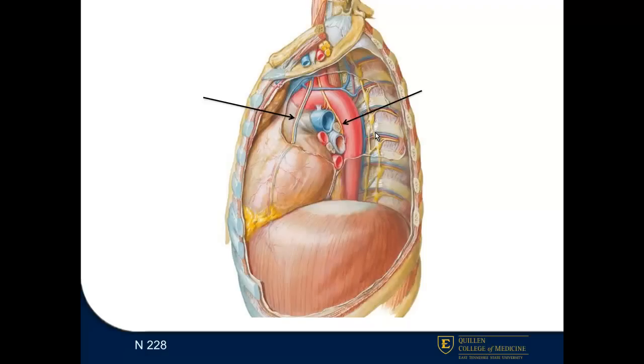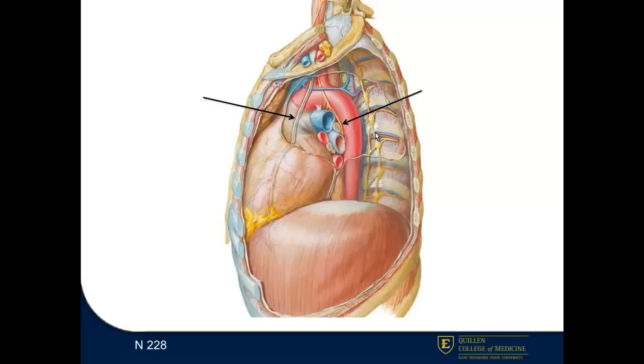C3, 4, 5 keep the diaphragm alive. So those are the roots that are going to be contributing fibers to the phrenic nerve. And it's going to be supplying sensory fibers to the pericardium, the mediastinal and diaphragmatic pleura, and the diaphragm itself. Not just the pleura covering the diaphragm, but the actual diaphragm. It also has motor fibers that it will supply to the diaphragm.